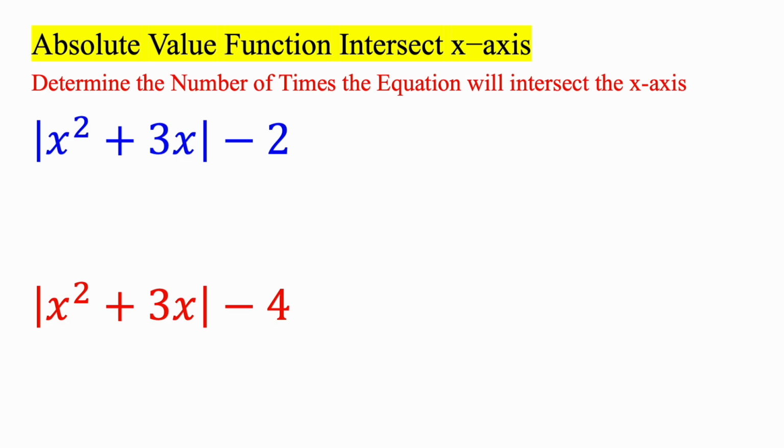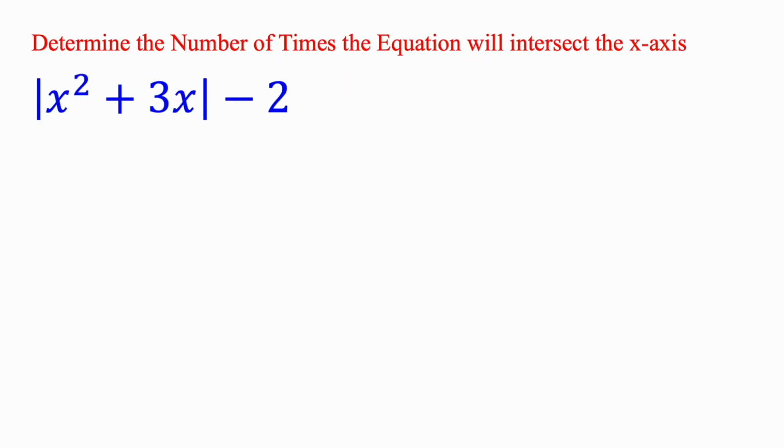Okay, in this video, we're going to cover absolute value functions when they intersect the x-axis. And so we're going to determine the number of times the equation will intersect the x-axis. And so let's begin. Now this will be the first problem. So if it intersects the x-axis, that means the y value is 0. So our first step is to say y is equal to 0.